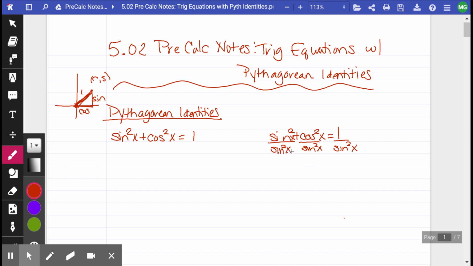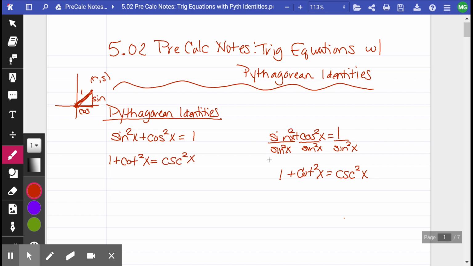So now sine squared divided by sine squared x gives me 1. Cosine over sine is cotangent. So cosine squared over sine squared would be cotangent squared. And 1 over sine is cosecant, so that would be cosecant squared. So that is another Pythagorean identity.